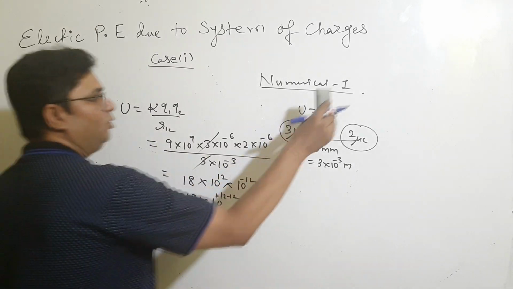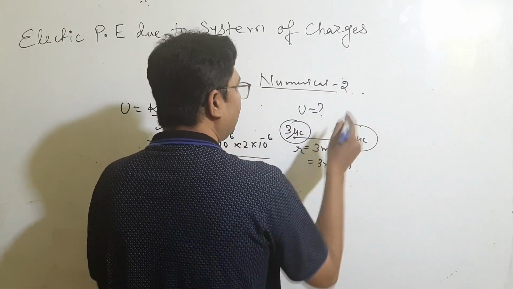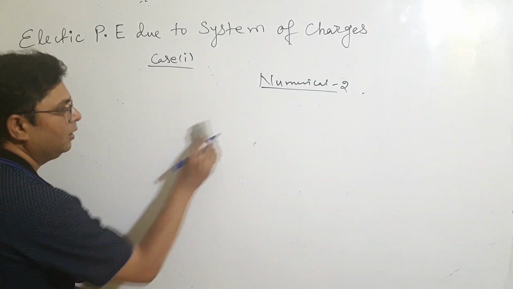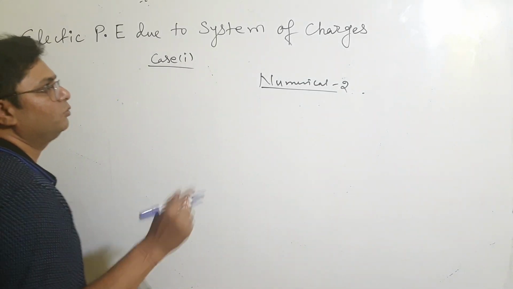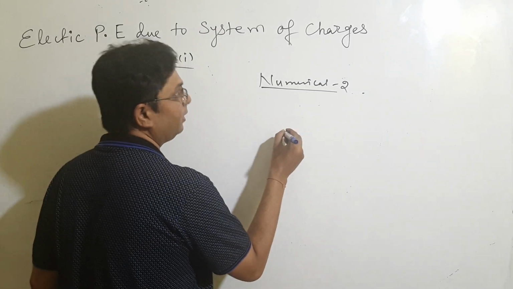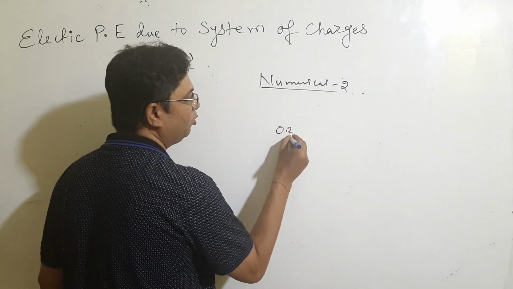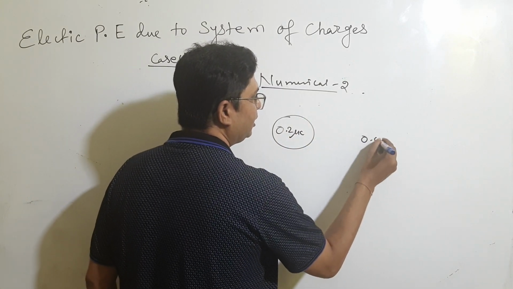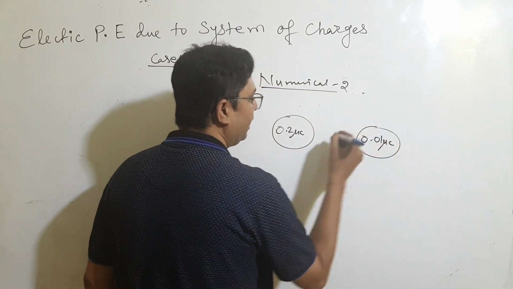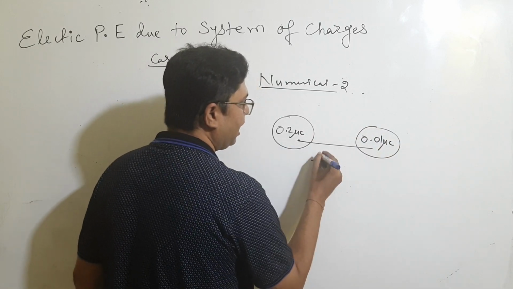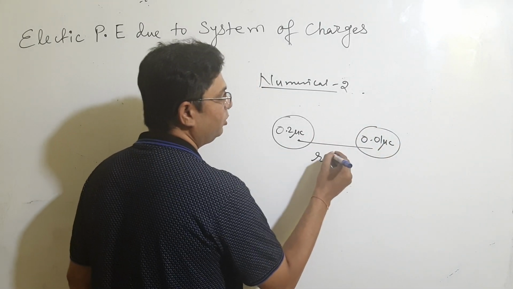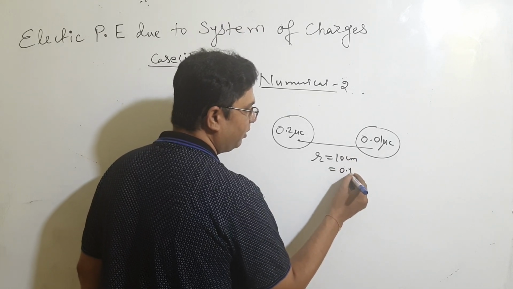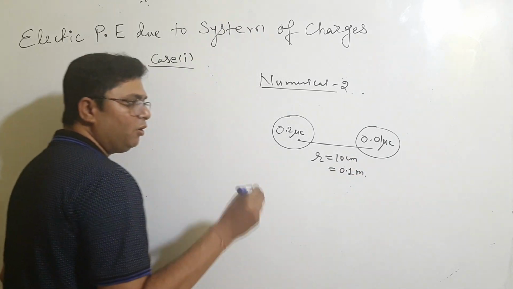Now let us have the second numerical. In this second numerical, for case 1, let us have two charges again. One charge is 0.2 microcoulomb. Another charge is 0.01 microcoulomb. Let the distance between them be R, and R is equal to 10 centimeter. 10 centimeter means 0.1 meter. What you have to do?